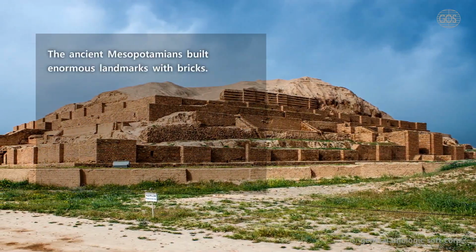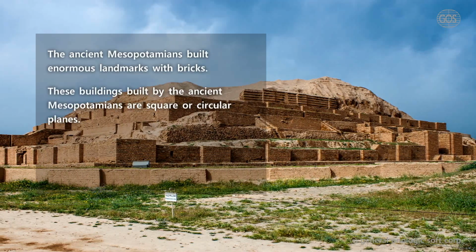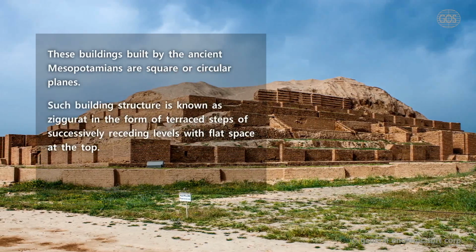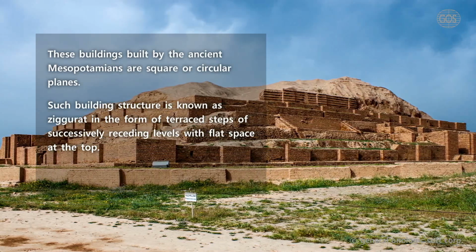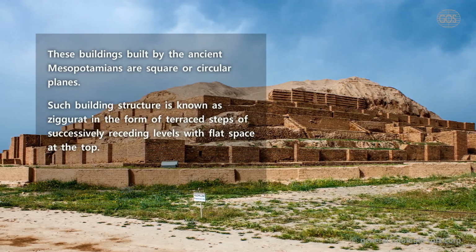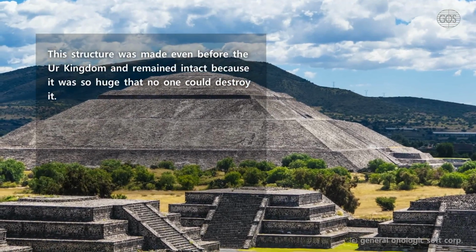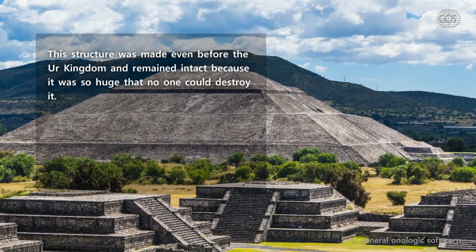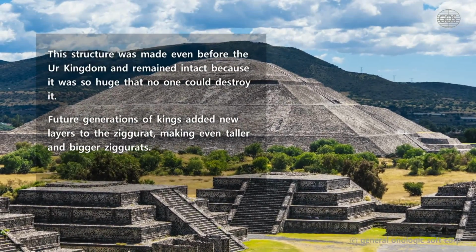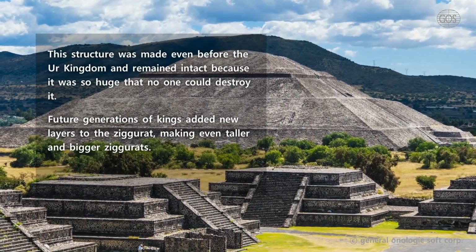The ancient Mesopotamians built enormous landmarks with bricks. These buildings built by the ancient Mesopotamians are square or circular plains. Such a building structure is known as a ziggurat, in the form of terraced steps of successively receding levels with flat space at the top. This structure was made even before the Ur kingdom and remained intact because it was so huge that no one could destroy it. Future generations of kings added new layers to the ziggurat, making even taller and bigger ziggurats.